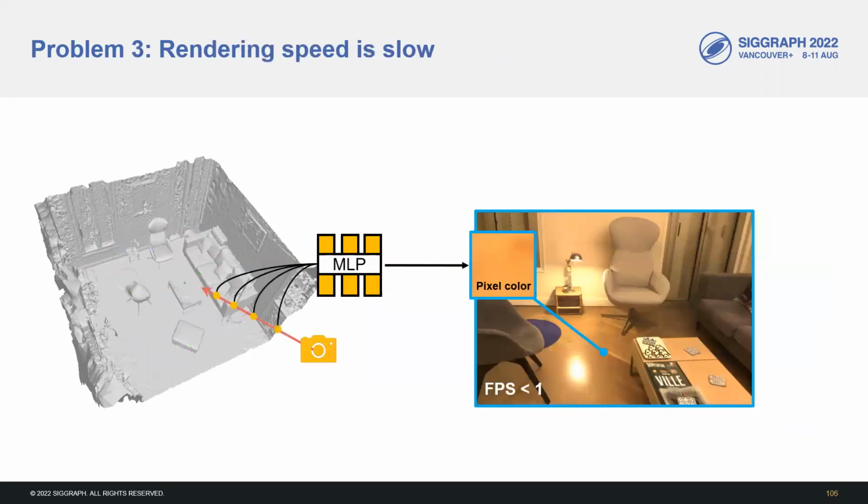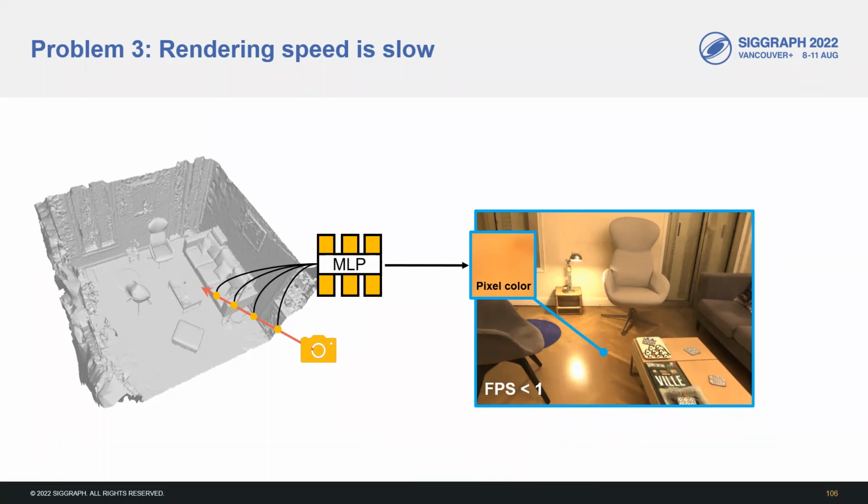Okay, third problem is it's super slow. As my scene gets larger, the camera ray must be sampled with more points, right? And so I somehow need to break this relationship between the size of the scene and the number of points that get sampled. Okay, for scalability, you're all visual computing people.